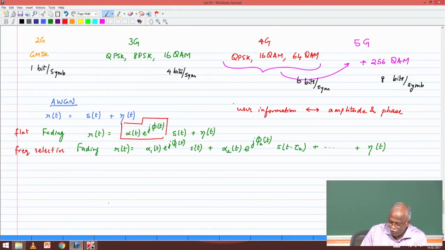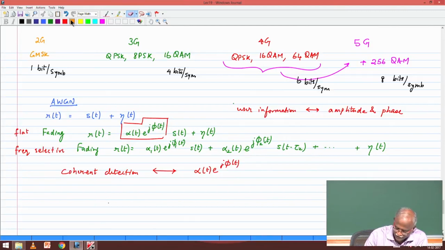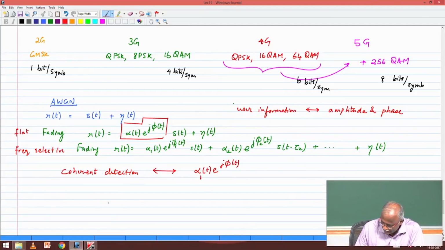So any time you want to do what is called coherent detection, coherent detection means that I must estimate all the alphas, alpha of t e power j phi of t, and maybe I will just put a coefficient k, so that we recognize that there will be several of these. So k equal to 1, 2, 3, however many, you must estimate them, and you must estimate them correctly.